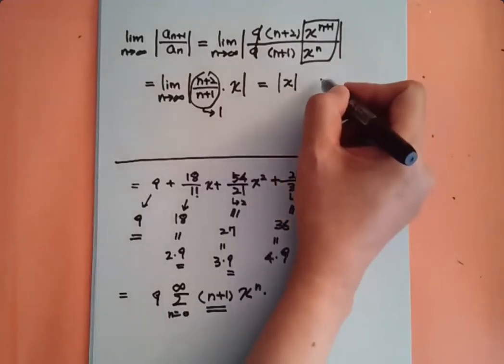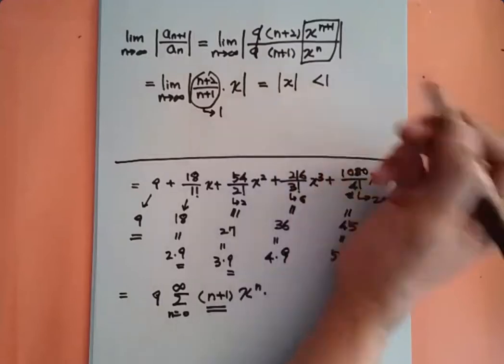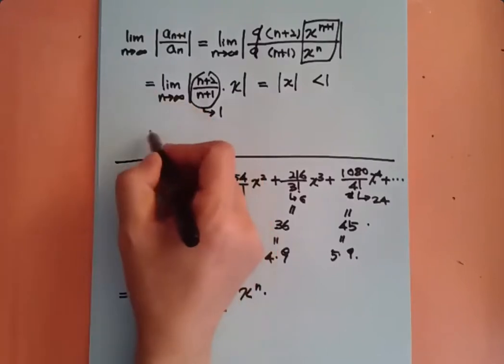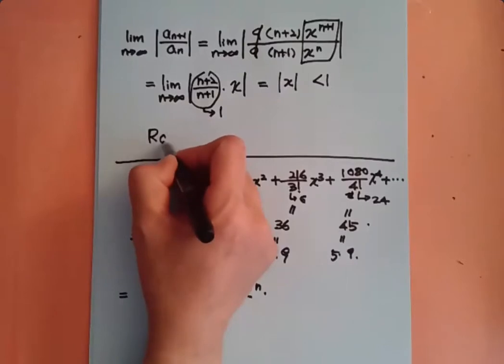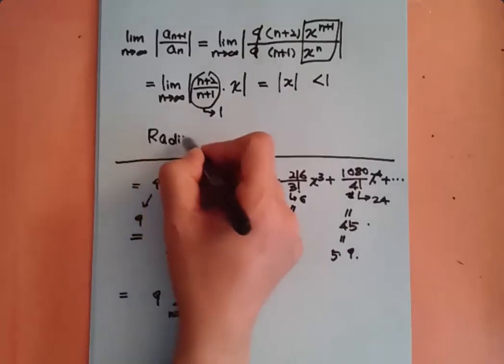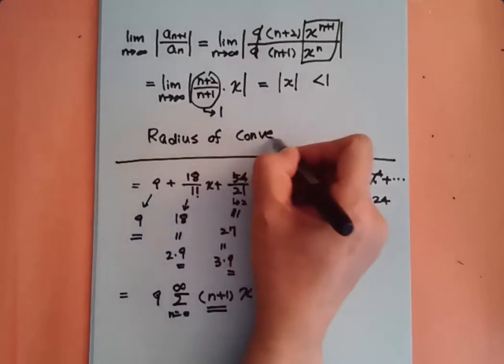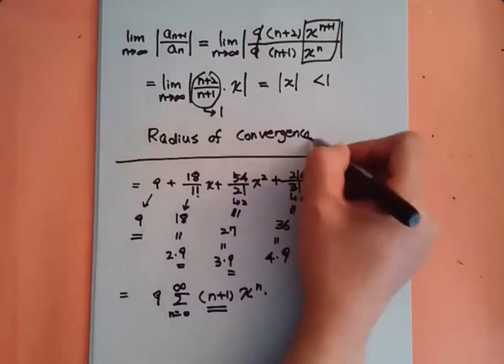So by the ratio test, we have to have the absolute value of x less than 1. So the radius of convergence equals 1.